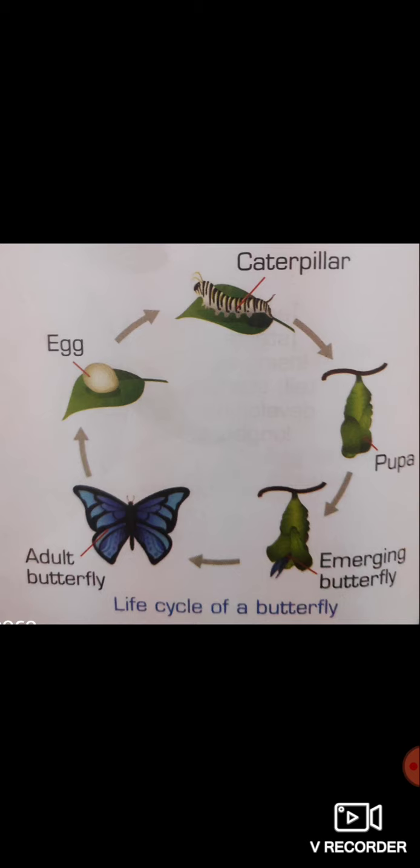The caterpillar is very similar to a worm. You can see that the structure of a caterpillar looks very similar to a worm. This caterpillar feeds and grows on leaves.